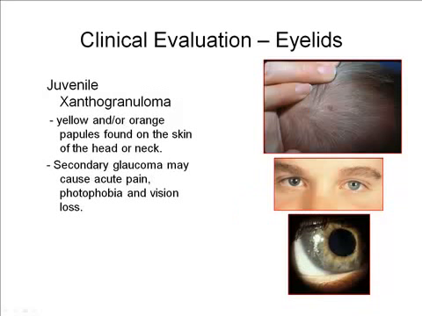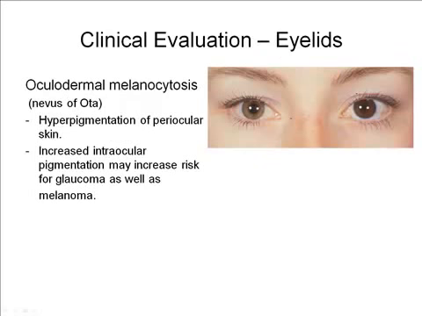Juvenile xanthogranuloma can often be seen with these yellow or orange papules on the skin of the head or neck, and again, this can often cause a secondary glaucoma, often associated with a spontaneous hyphema. Oculodermal melanocytosis can be seen in individuals and can also cause a secondary glaucoma. Frequently there is increased skin pigmentation in the periocular area. In this photo, the left eye is the affected eye.